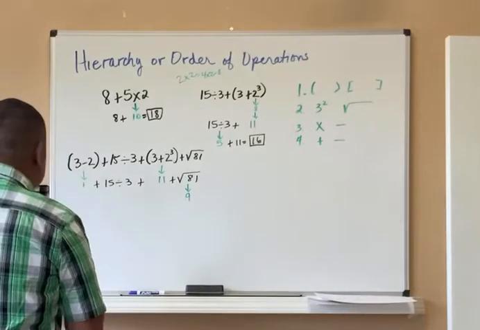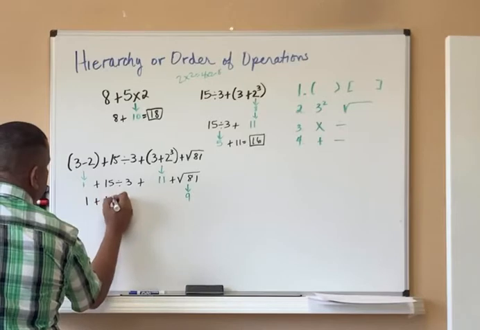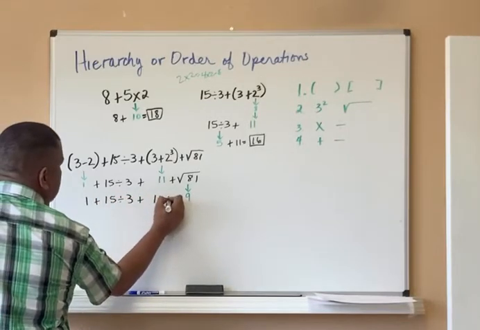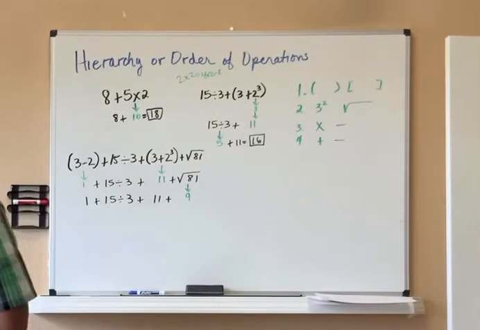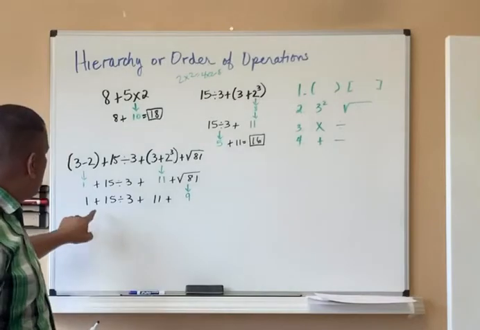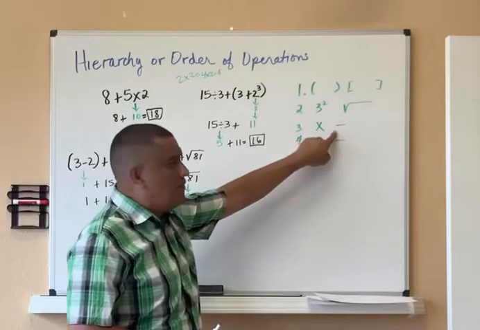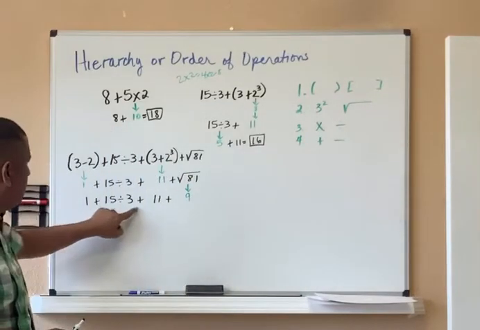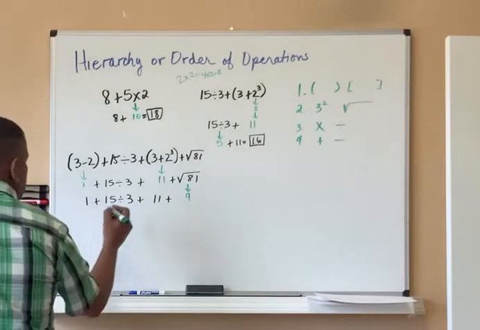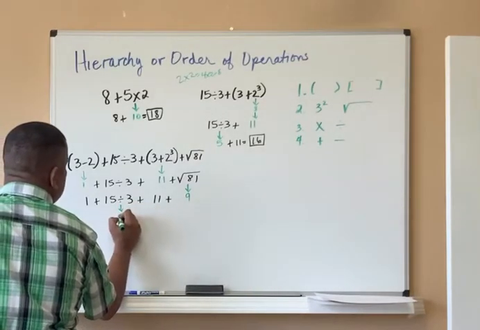Now I bring down the rest of the problem again. I say, okay, 1 plus 15 divided by 3 plus 11 plus 9. Okay, so I'm done with the square roots. What's next? Multiplication. Do I have any multiplication here? No, I do not. What's next? Division. Do I have any division here? Boom! Yes, I do. The 15 divided by 3 is 5.